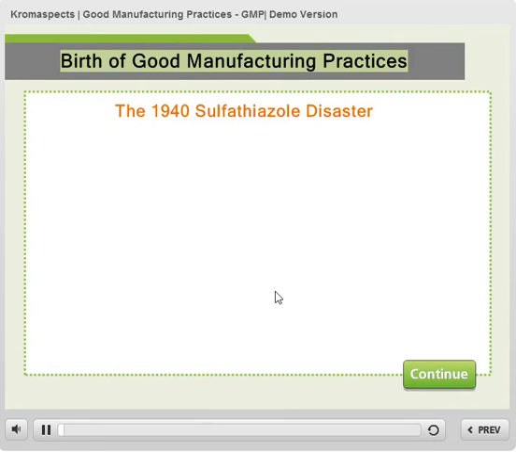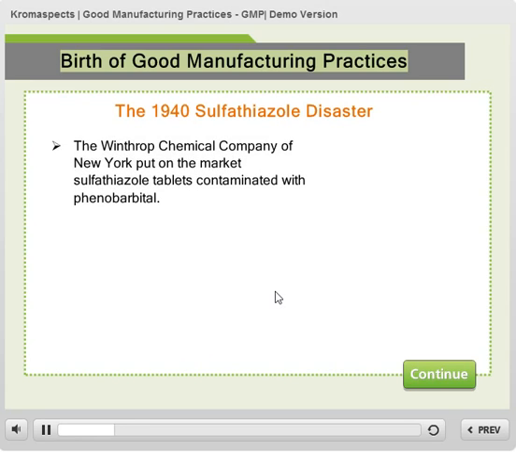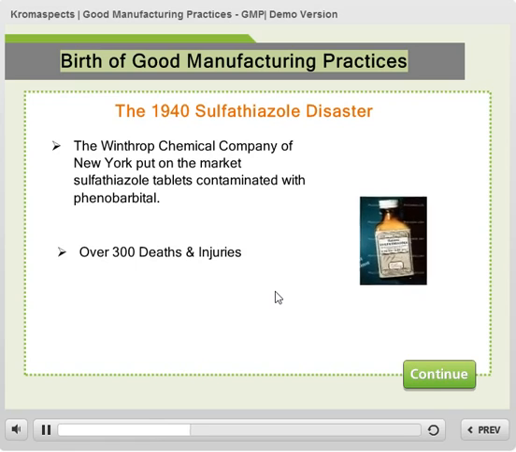The beginning of modern standards for good manufacturing practices can be traced to an incident that began in December 1940. The Winthrop Chemical Company of New York put on the market sulfathiazole tablets. These tablets were contaminated with phenobarbital. Hundreds of deaths and injuries resulted.